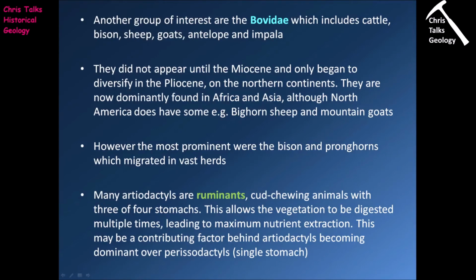Now, this may well be a contributing factor behind the Artiodactyla becoming dominant over the Perissodactyla. So the Perissodactyla actually only have a single stomach. And in order to extract the maximum amount of nutrients from the plant matter that they ingest, they rely on an extended intestine in order to try and get the maximum amount of nutritional value out of it. However, this just isn't as effective as the multiple stomachs which are used by the ruminant Artiodactyla.